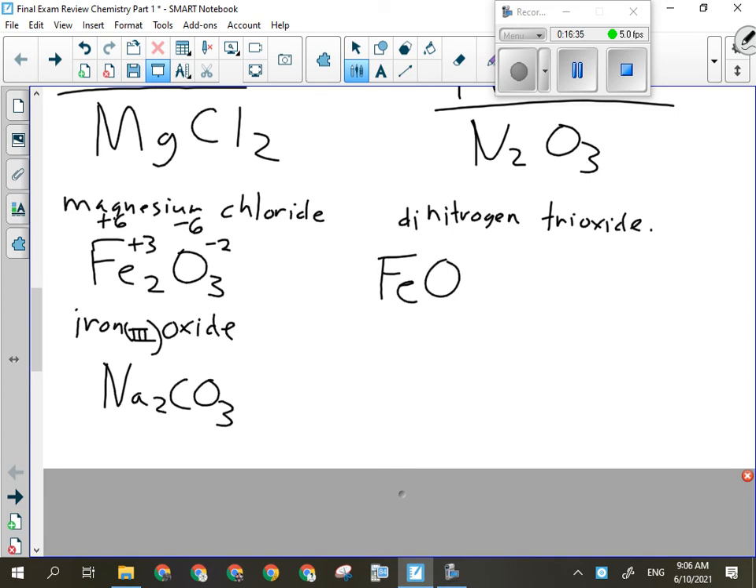Okay, so this would be iron(II) oxide, because oxygen's always a -2. That means this iron must be a +2 for them to balance each other out. That would be iron(II) oxide.